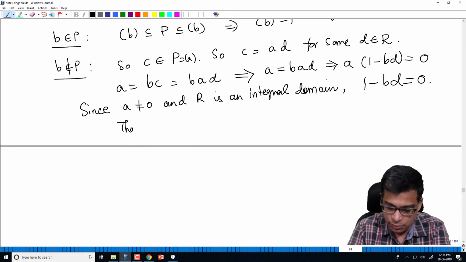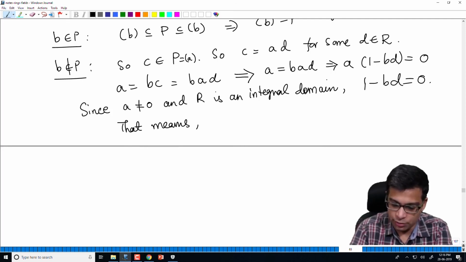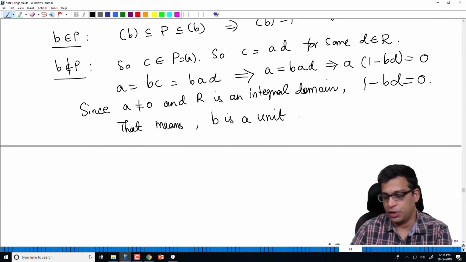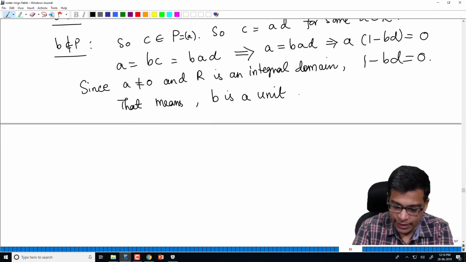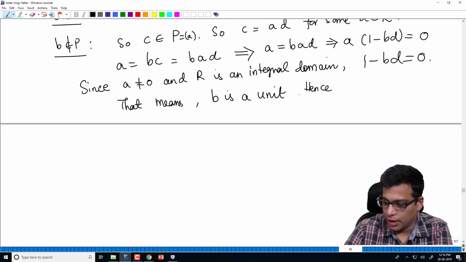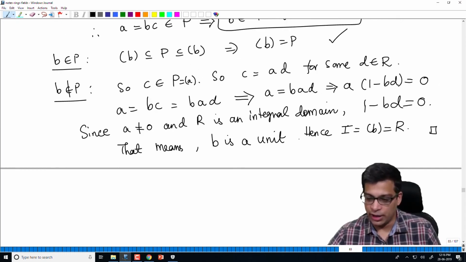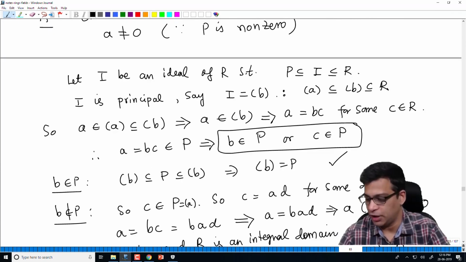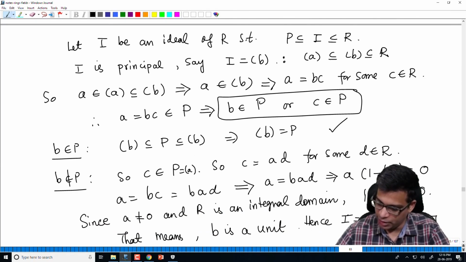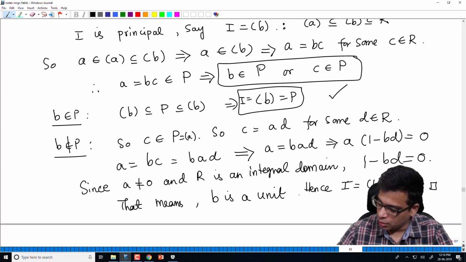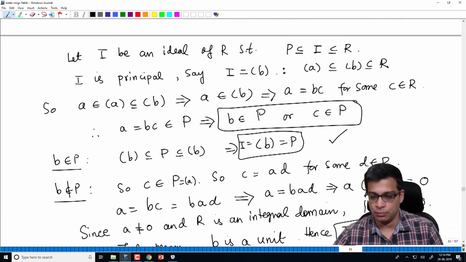So that means B is a unit, because BD is equal to 1. So B has a multiplicative inverse. So B is a unit, and hence the ideal generated by B, which I called I, is R. So we are done, because I started with an arbitrary ideal that contains P, and I have concluded it's either equal to P or it's equal to R. So P must be maximal.